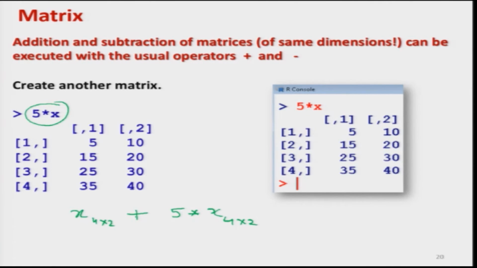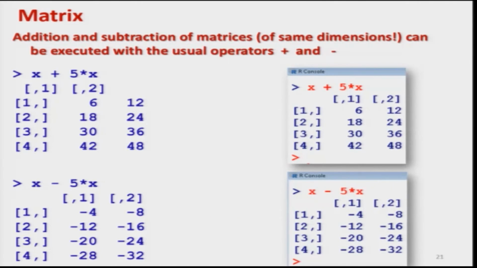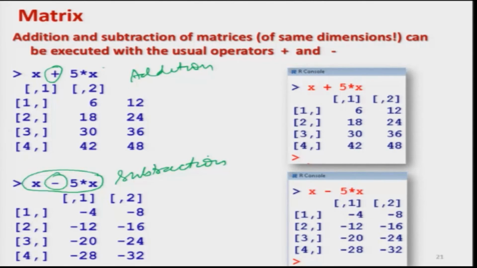Now I add x and 5x, and you will see that all the corresponding elements of x and 5x will be added. Similarly, if I do subtraction, the corresponding elements of the two matrices will be subtracted. So using the plus operator I can do addition, and using the minus operator I can do subtraction, which is pretty straightforward. I can show you on the R console also.